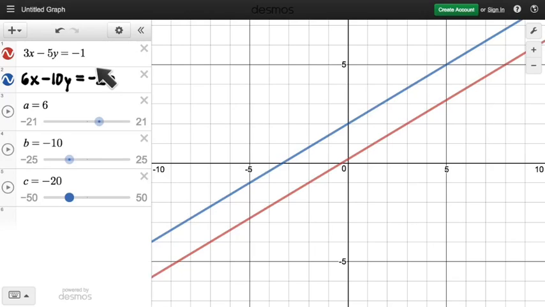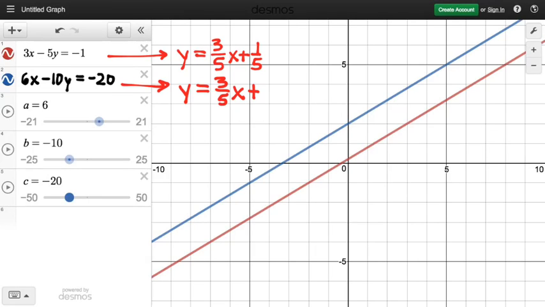If we wanted to, we could solve each one of these equations for y. I'm just going to do it skipping all the steps, so feel free to recreate these steps for yourself at home if you like. But this was the equation which we already solved for y a little while ago. And then this is going to give me y equals 3/5 x plus 2. Okay. So if I solve for y in both of these equations, this is what I would get.